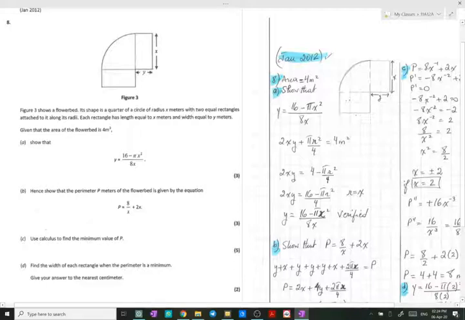Given that the area of the flower bed is 4 meters squared, show that y can be written in terms of x.